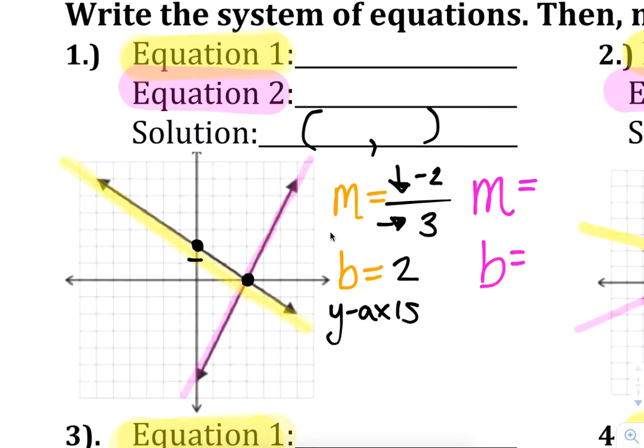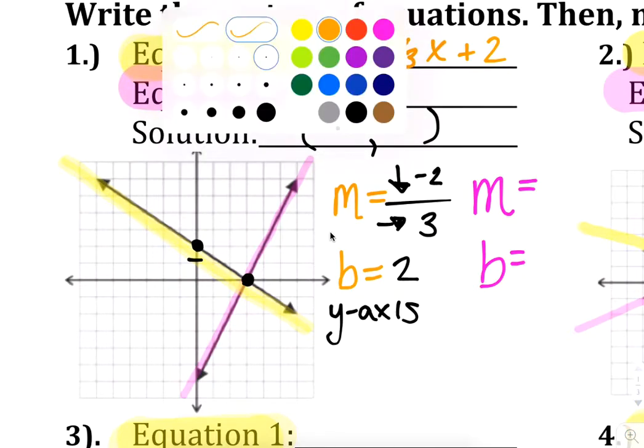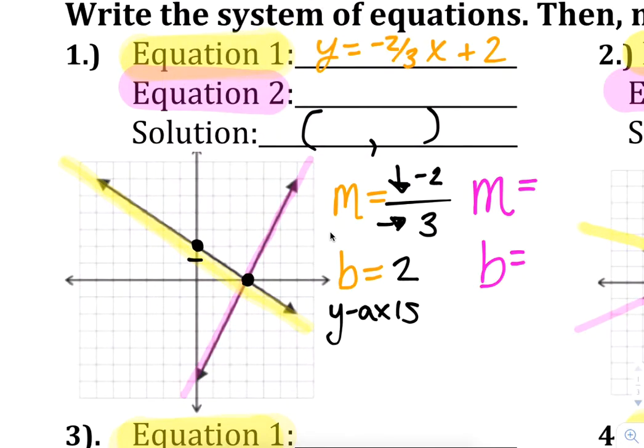I'm going to put those two pieces together in my first equation. Y equals negative 2 thirds x plus 2. There's my first equation. Again, we've already been graphing for about 6 weeks. We should know where the M is and where the B is. Okay, let's go ahead and try the pink equation now.